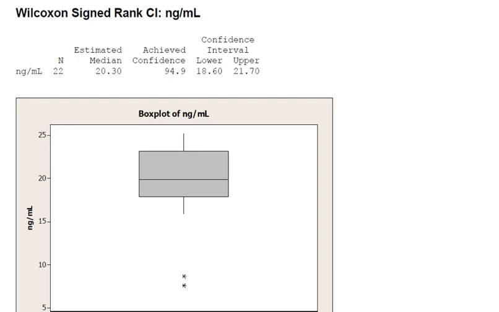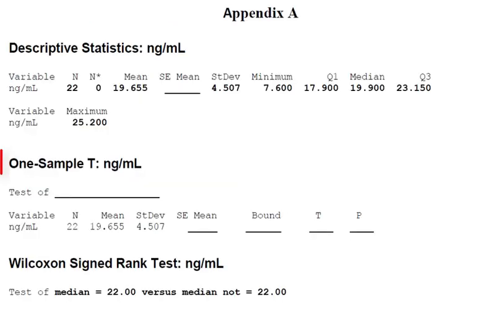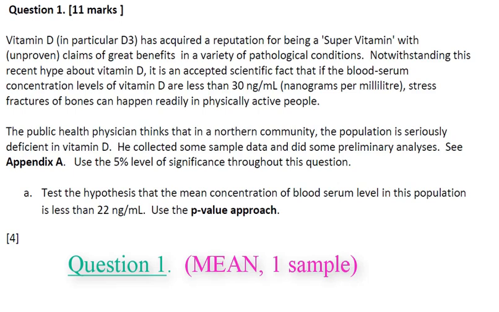Now, how many samples? With only one box plot, we have one sample. And if you look here, one sample. We don't have to worry about whether we're dealing with dependent or independent samples because we only have one. Okay, perfect. Now let's go back to the question.